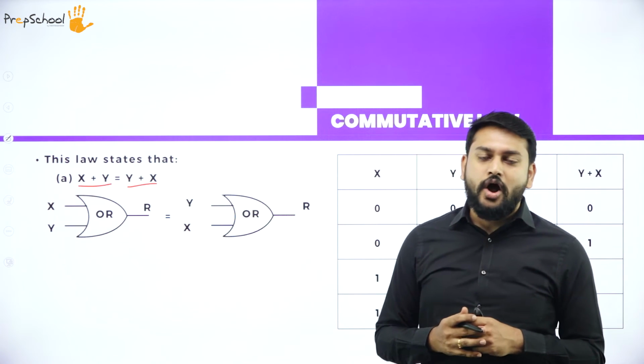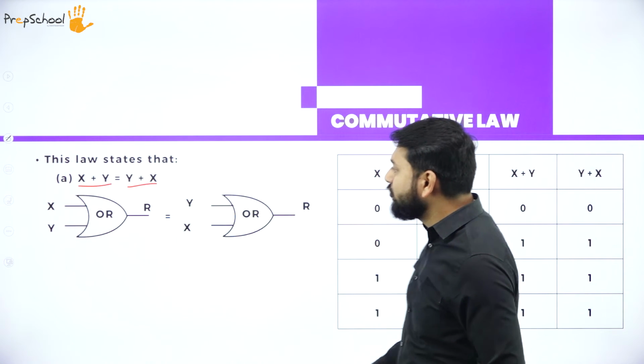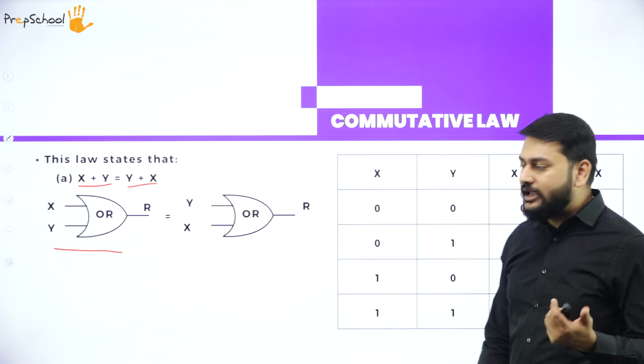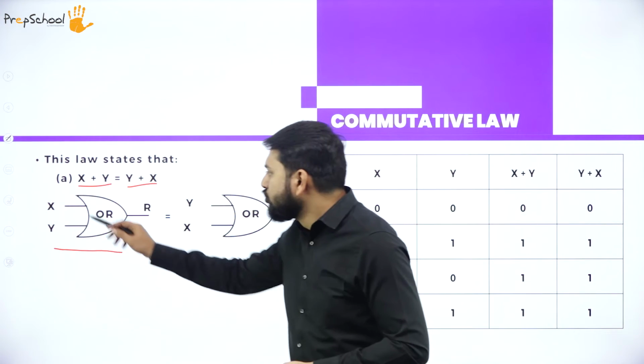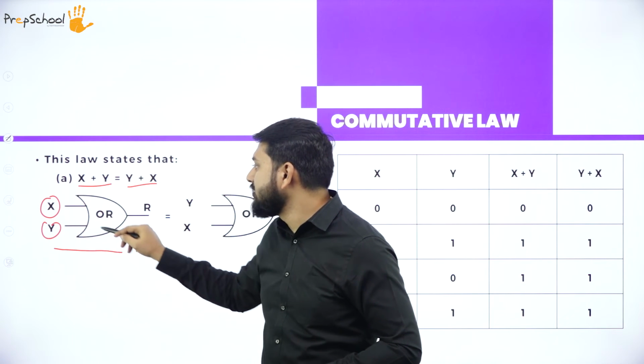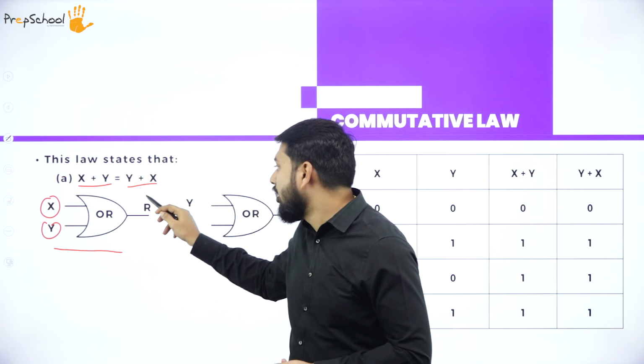How do we do this, sir? So first, what is it that we have to write? We have to write the graphical symbol. Let's write that. So what is the first input that you have? You have x, you have y. What is the gate you are using? OR gate, and output, I'm just taking it as R.